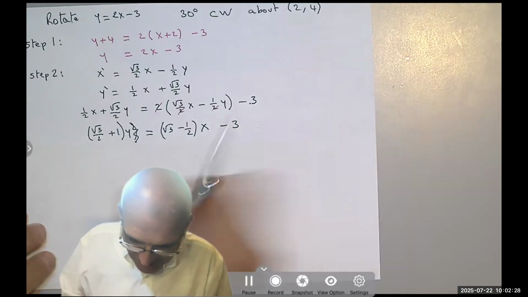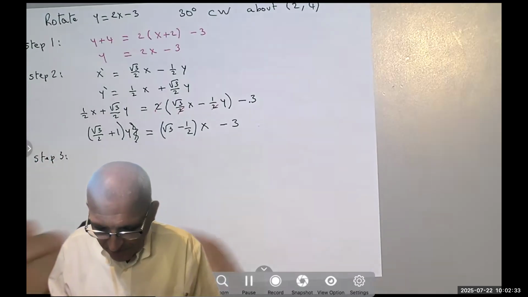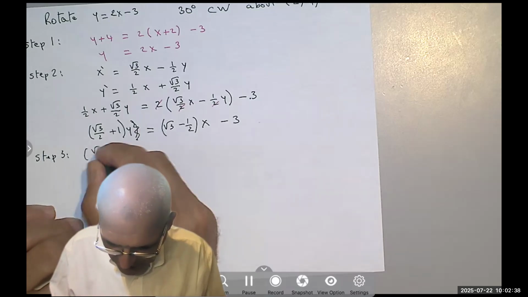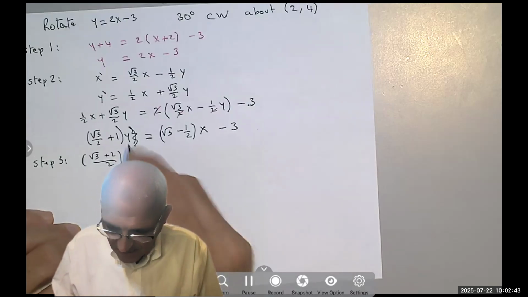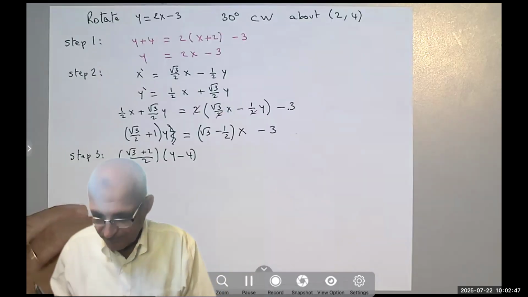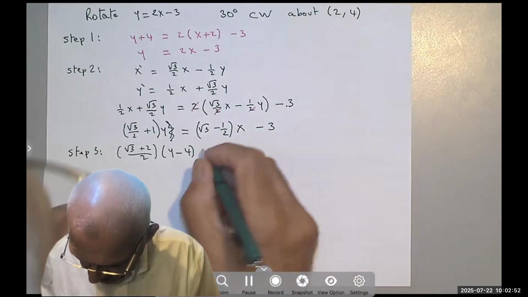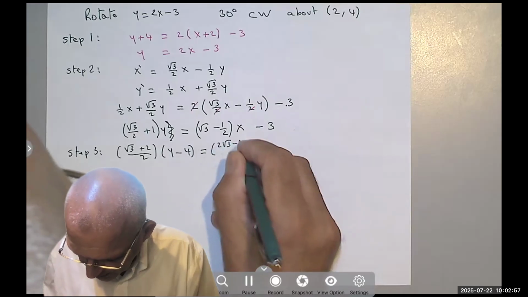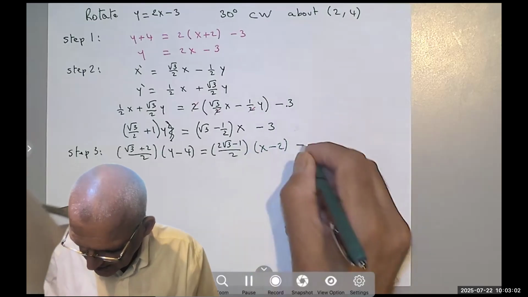The last step, which is step number 3, I'm going to use a common denominator. So root 3 plus 2 over 2, and this would be y minus 4, right? Because I'm going to subtract it now. Notice we added that in the beginning. Equals, and again, this would be 2 root 3 minus 1 over 2 x minus 2 minus 3.